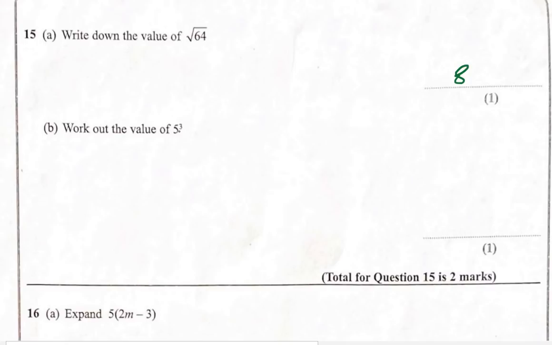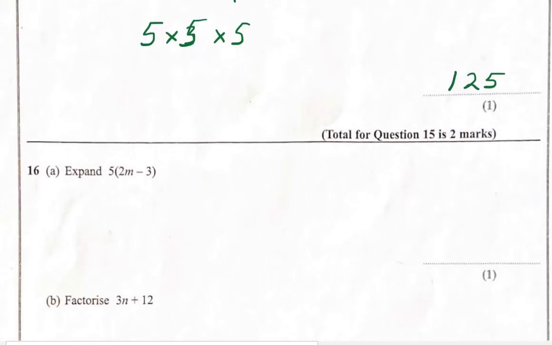Work out the value of 5 cubed. 15? Are you right? No, it's not 15. A lot of people do it like this. 5 cubed is not 15. It means we times 5 three times: 5 times 5 times 5. This is going to be 125. Easy questions, you get 2 marks. No chance of losing any marks.